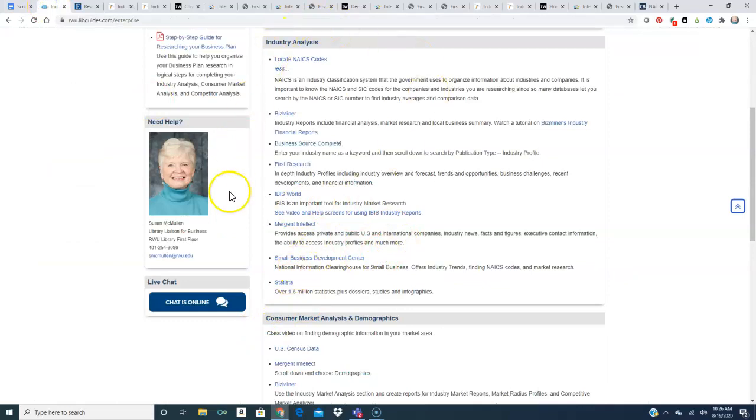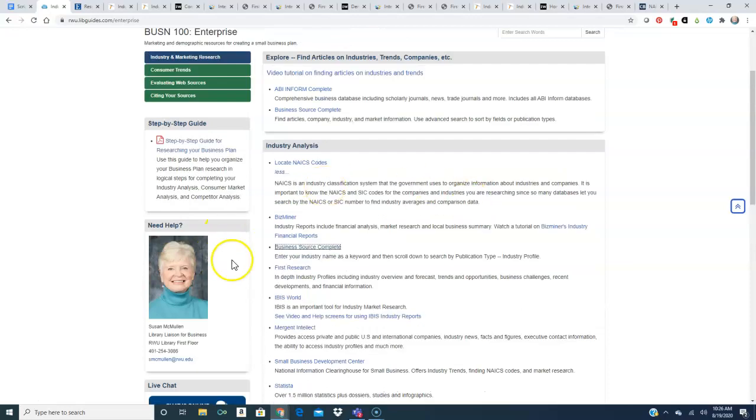So that is basically how to do an industry analysis. It involves just looking at a few key resources and reading what they have to tell you. It's pretty simple to use and shouldn't give you too much of a problem, except if you can't find your particular industry for your business. If that happens to you, please contact me and I'll help you with that.